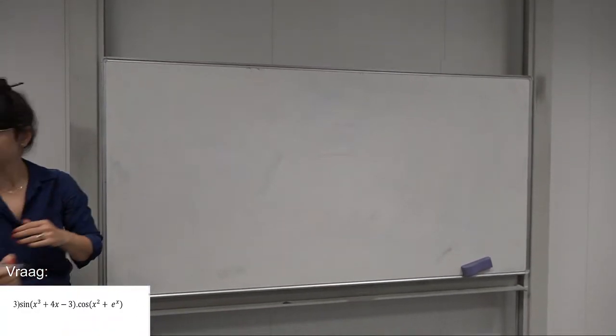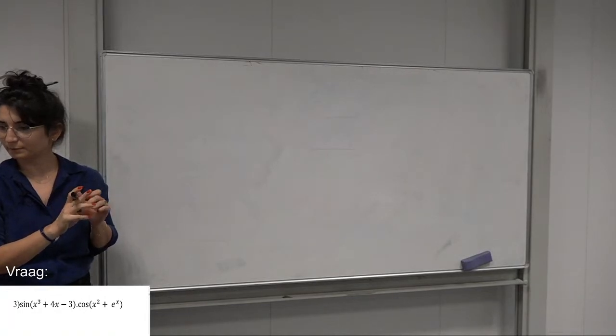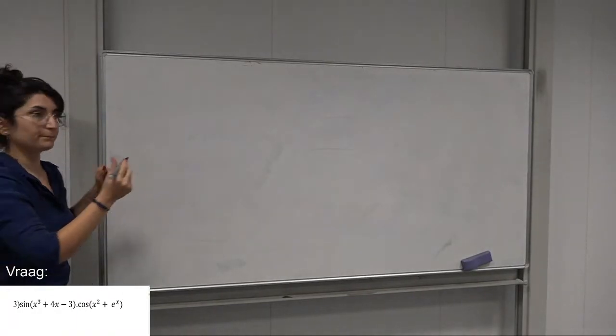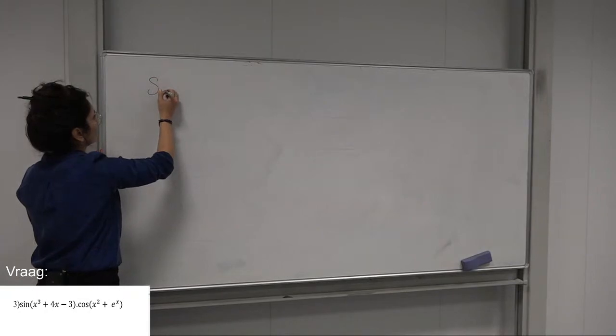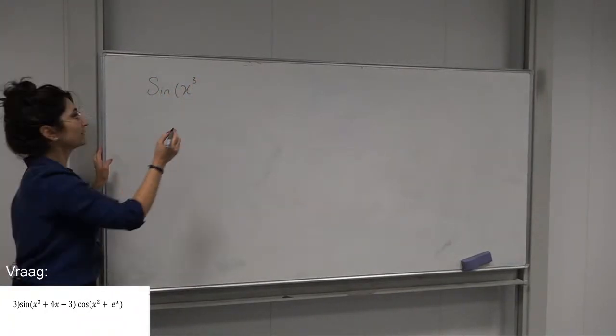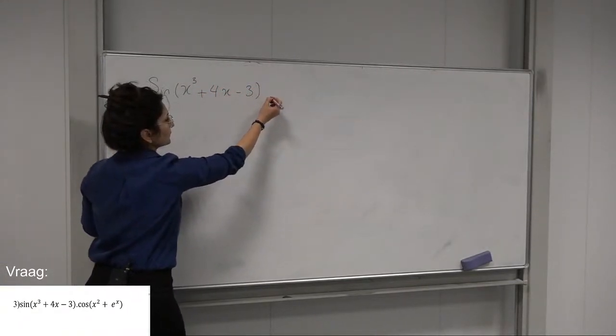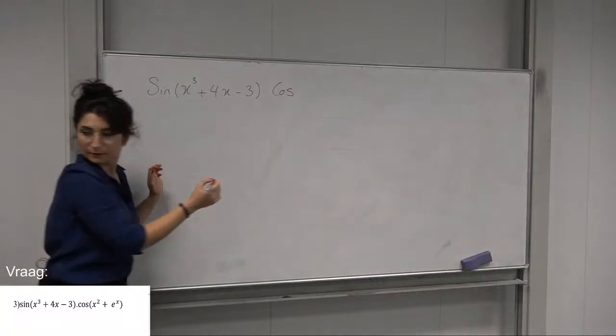Okay, so that would be a little bit difficult to calculate the maximum and minimum, but okay, let's do it. Sine of x cubed plus 4x minus 3 times cosine.